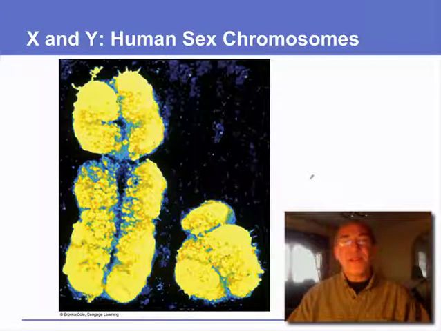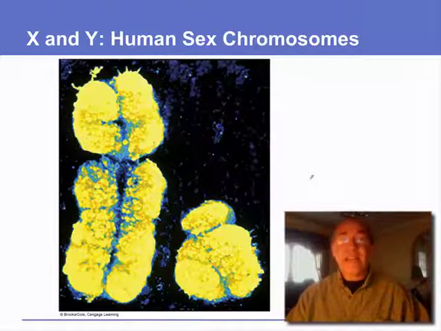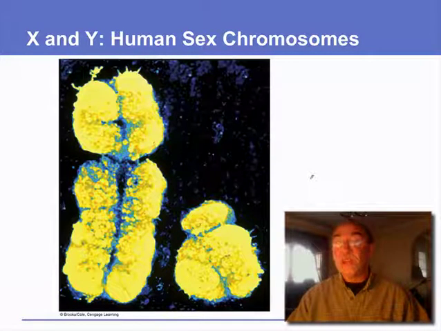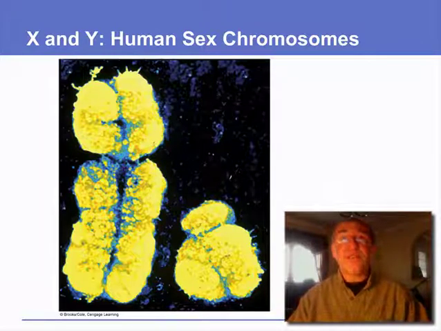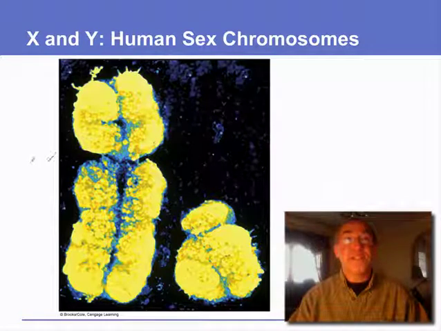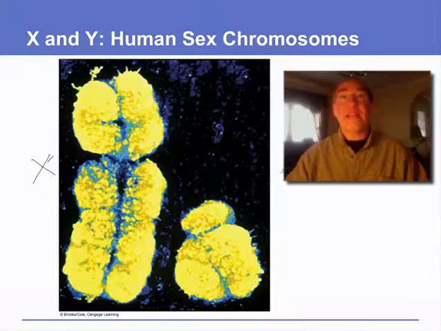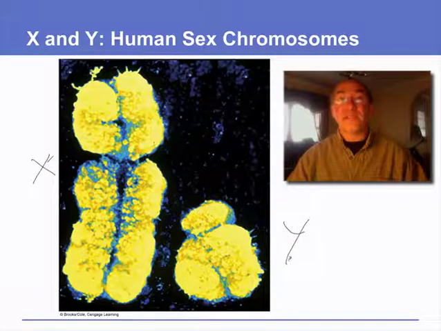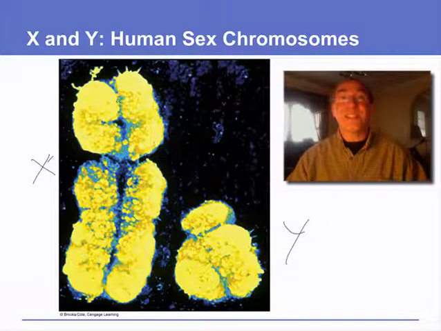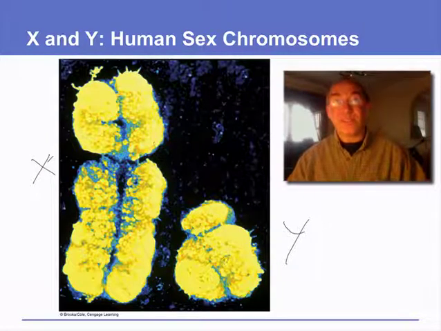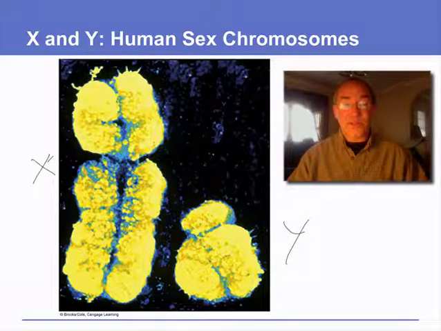So now we know how sex chromosomes are inherited. Let's look at the human sex chromosomes, the X and the Y chromosome. And what we have here is an electron micrograph of human sex chromosomes. This one on the left is the X, and this over here on the right is the Y chromosome. And you can see there's a huge difference in size. The Y chromosome is significantly shorter than the X chromosome.